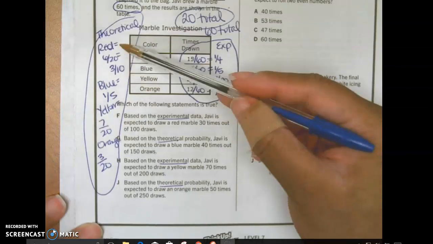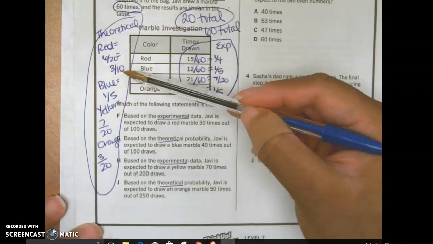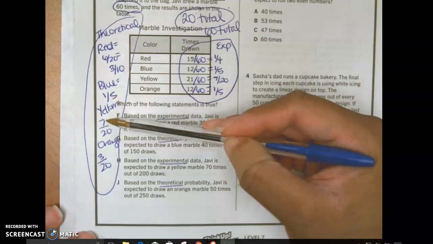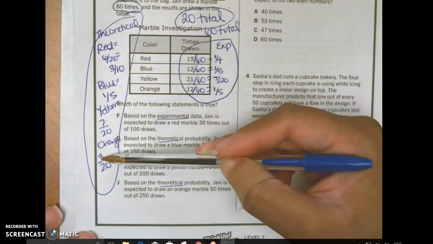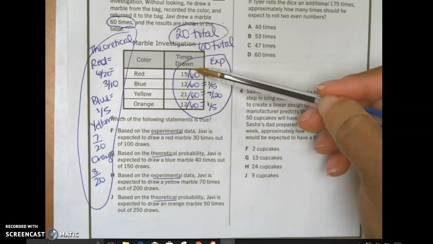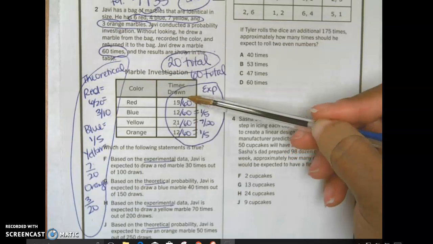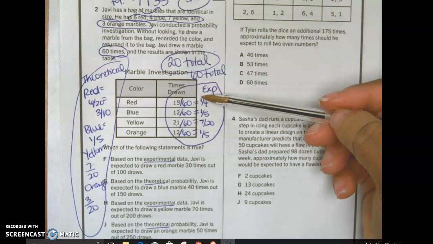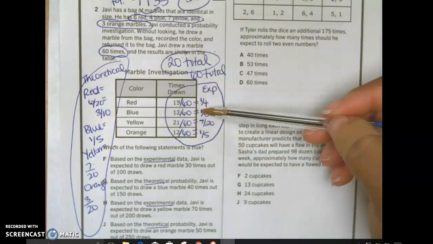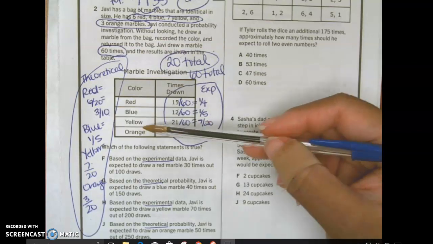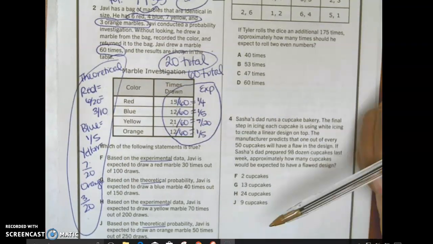So this is what should happen. I should get a red 3 out of 10 times. I should get a blue 1 out of 5 times. I should get a yellow 7 out of 20 times. And I should get an orange 3 out of 20 times. But that's not always going to be the case. So when Javi conducted his experiment, he got a red a quarter of the time. He got a blue a fifth of the time. He got a yellow 7/20ths of the time. And then he got an orange 1/5 of the time.